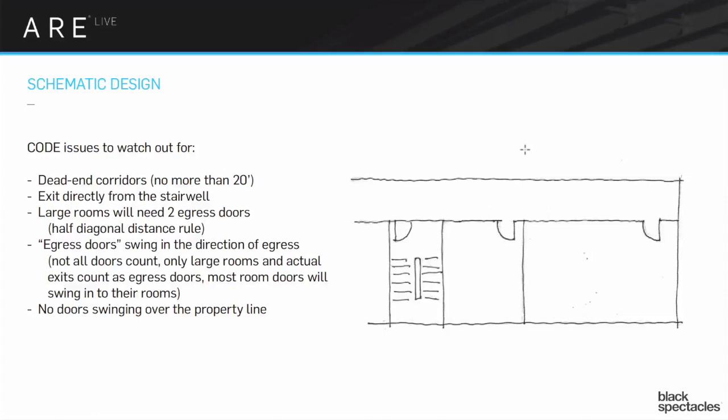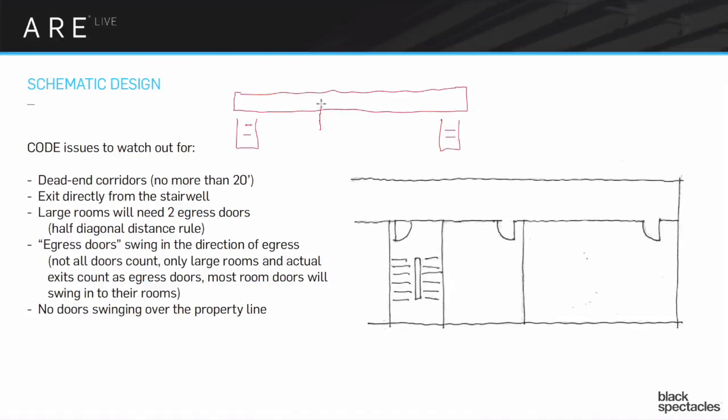Some of the code issues to be thinking about. One of them is the idea of the dead-end corridor. Essentially, every building that you design in a commercial setting will end up being something like there's a corridor and there's a stair at either end, right? So we've got stairs at either end.